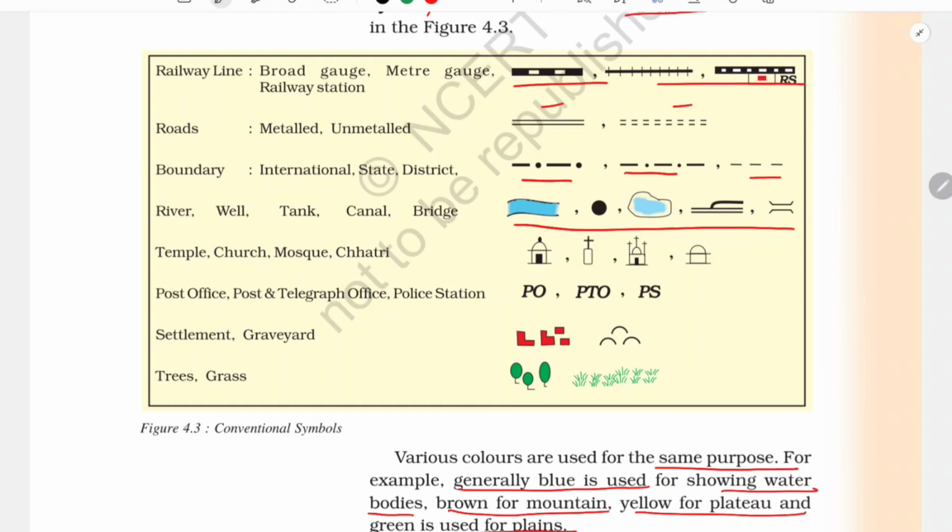So these are some conventional symbols which will be used worldwide. Temples, church, mosque, chhatri are shown like this. Post office, PO, and post and telegraph office, PTO; PS is police station; and settlements means the area where people are settled. A graveyard is shown like this. Trees or grass, trees like this and grass like this, are some of the universal symbols that you will find whenever you see a map, and you will come to know what things are there in the map.